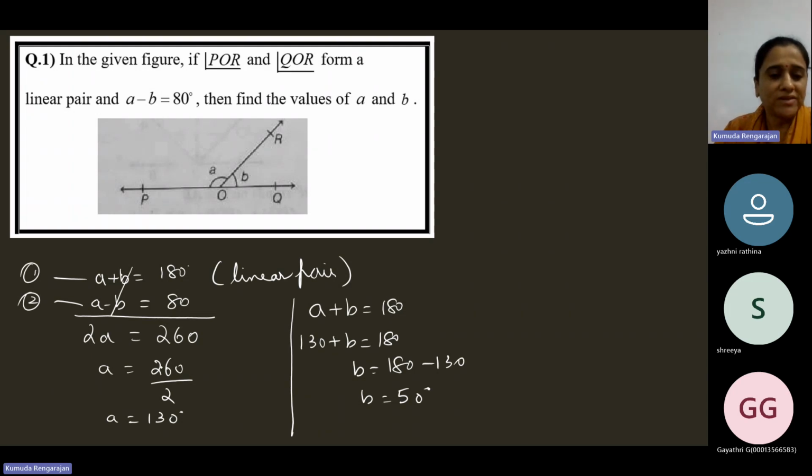So what did we do here? Plus b minus b is 0, so we cancel. What is a plus a? 2a is equal to 180 plus 80, 260. We found a and then we substituted and found b.